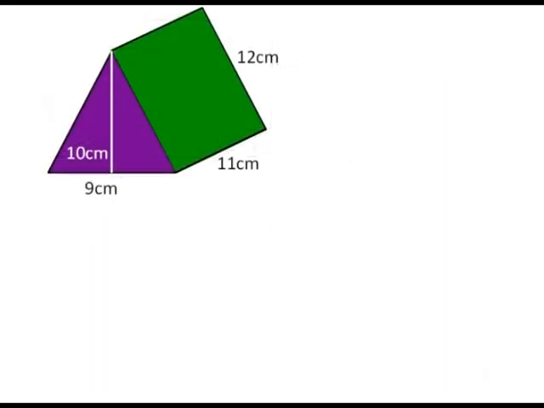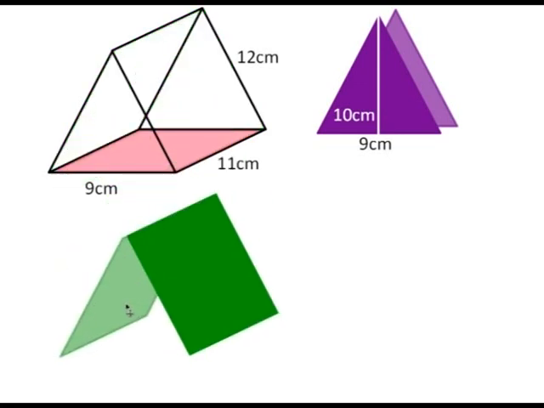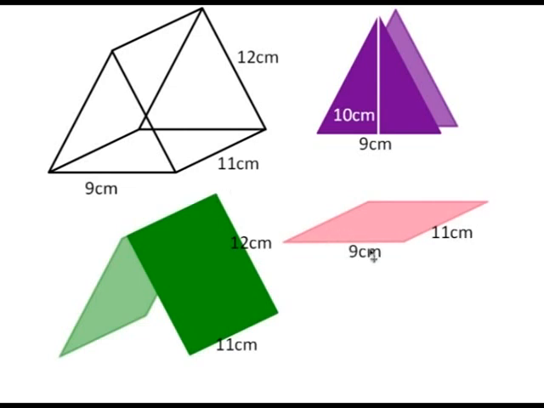Next, we look at the triangular prism. And again, we will separate all the faces and calculate the area separately, and then we add them up. It has this triangular cross-section. 2 triangles, they have a height of 10 centimeters and a base of 9 centimeters. We have these 2 rectangles, length 11 centimeters and width 12 centimeters. Lastly, another rectangle with length 11 centimeters and width of 9 centimeters.